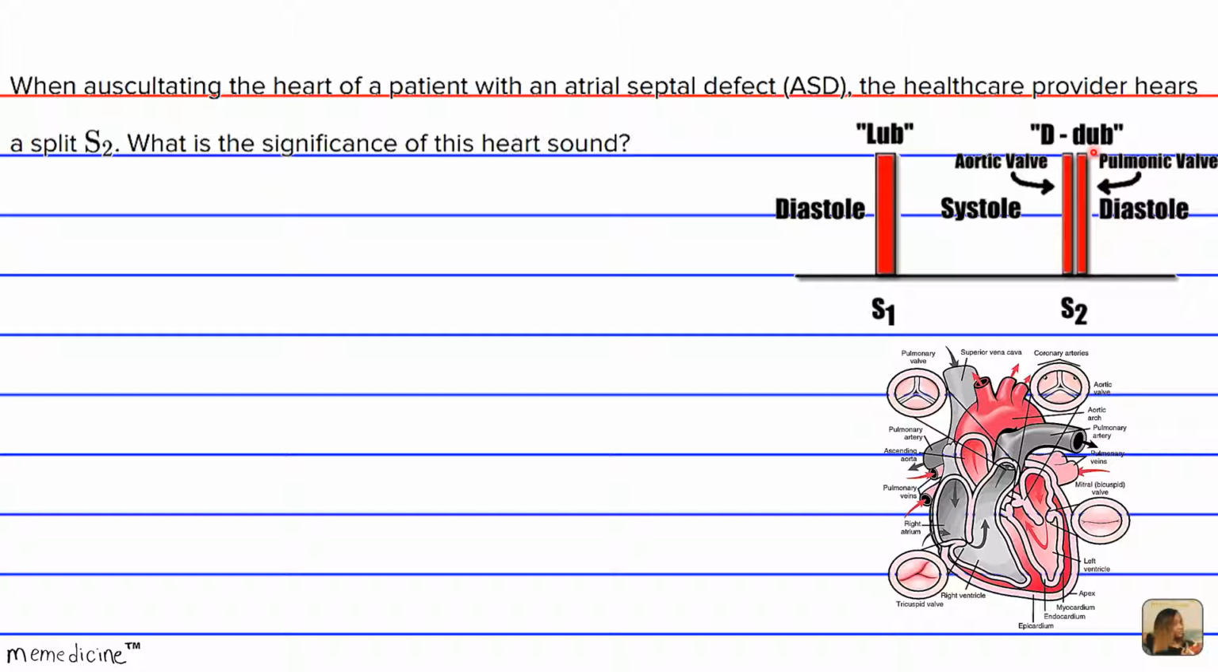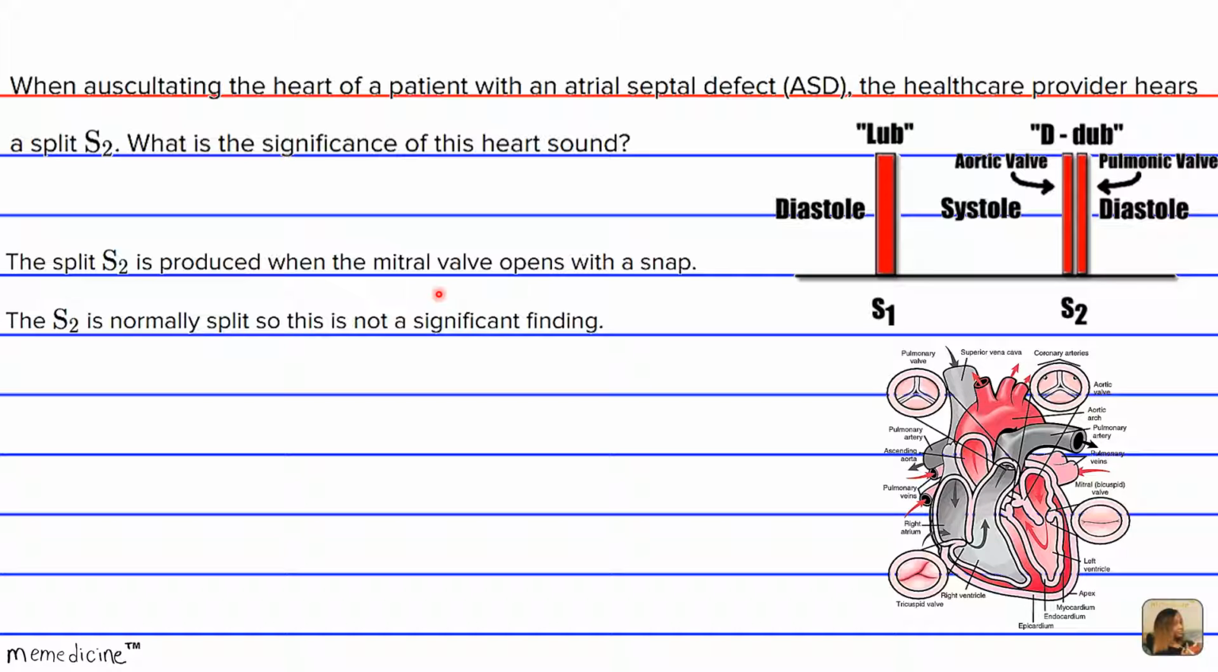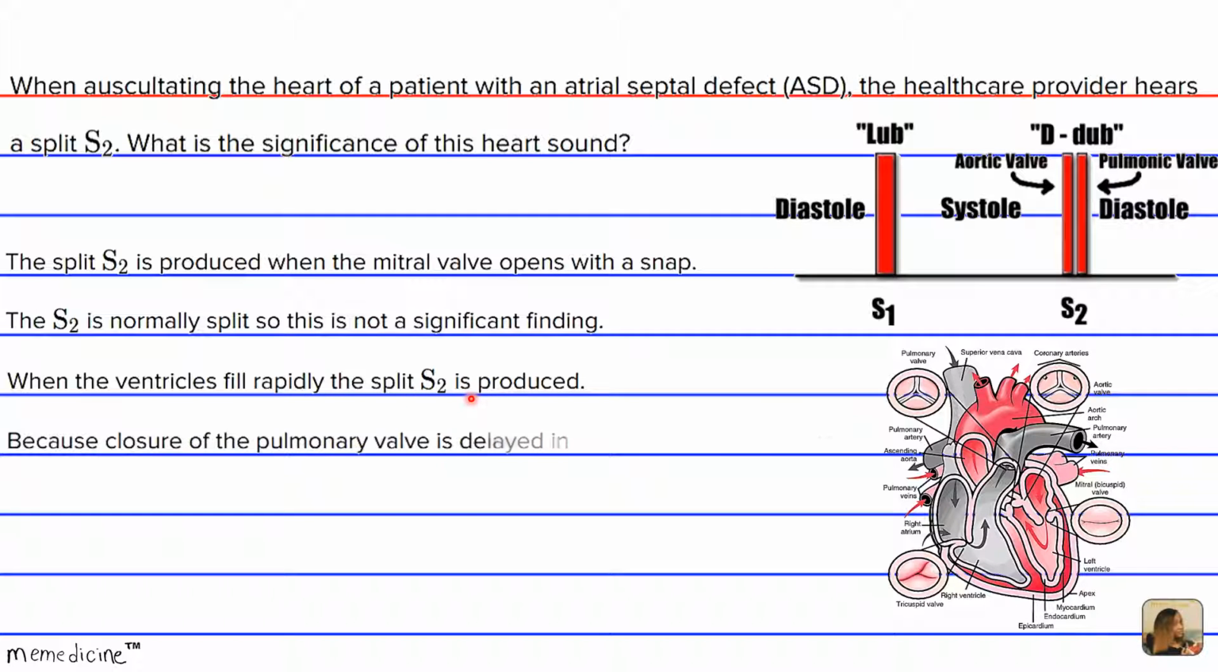All right. So let's continue with the question stem. What is the significance of this heart sound? Okay. Is it A, the split S2 is produced when the mitral valve opens with a snap? B, the S2 is normally split, so it is not a significant finding. C, when the ventricles fill rapidly, the split S2 is produced. Or D, because the closure of the pulmonary valve is delayed in ASD, a split S2 is produced. I'll give you a moment to select the correct significance, okay?